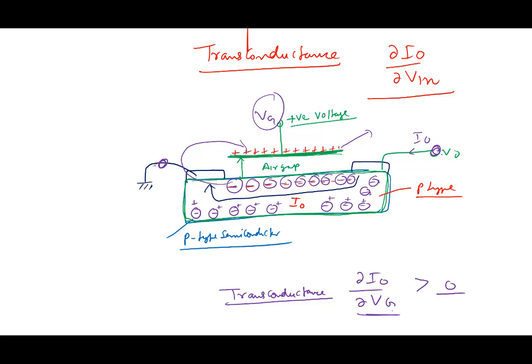So this device, some hypothetical device that we have created, we have transconductance and we have both output conductors. Both of them are there.